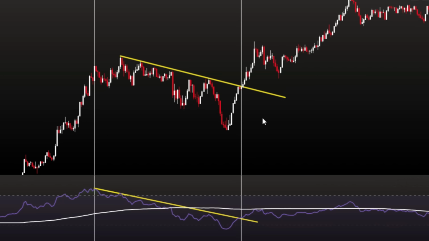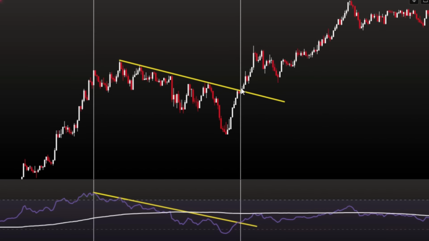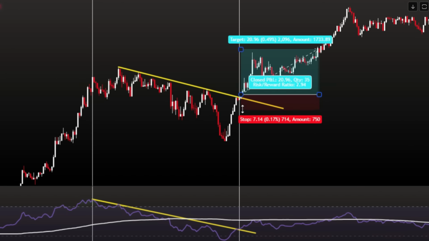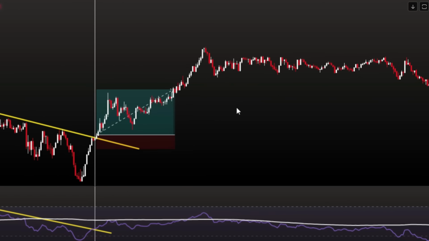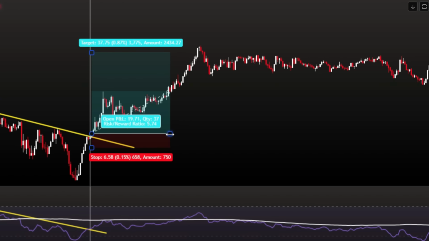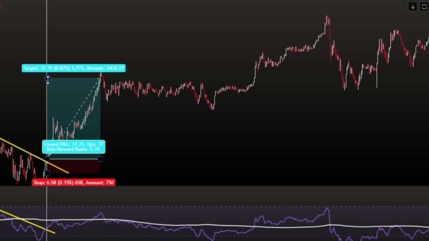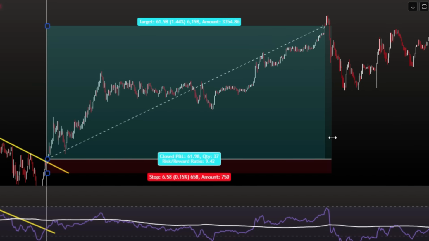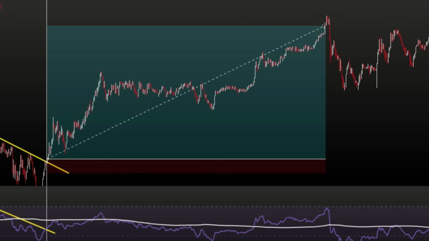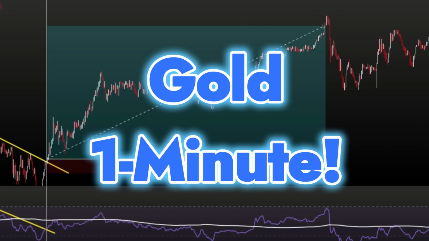Now when the breakout on the price chart and the breakout on the RSI trend line happen around the same time, that is often a strong reversal signal. And as you can see, this setup gave us a potential entry right there. And remember, this was all on the gold 1 minute time frame.